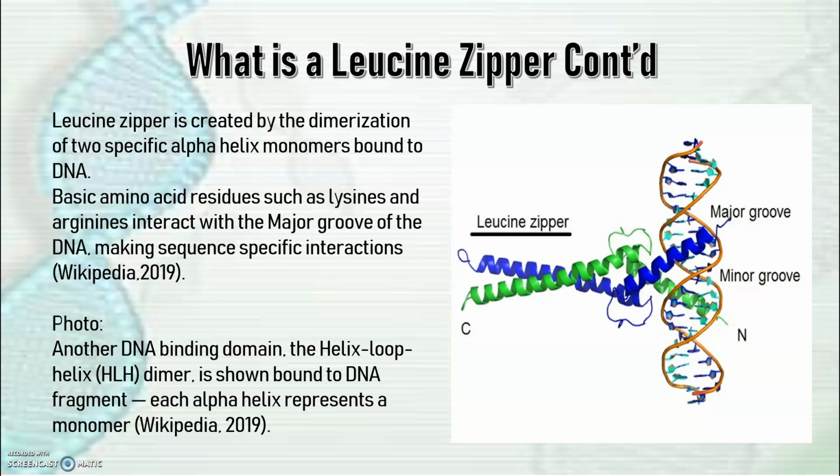And then to the side, you'll see a photo showing the major groove, the minor groove, and where the leucine zipper actually is. The photo is also showing the DNA binding domain. The helix-loop-helix dimer is shown bound to DNA fragments. Each alpha helix represents a monomer.